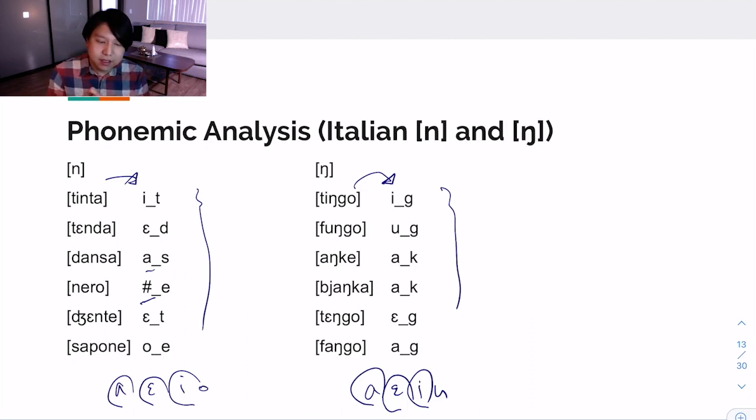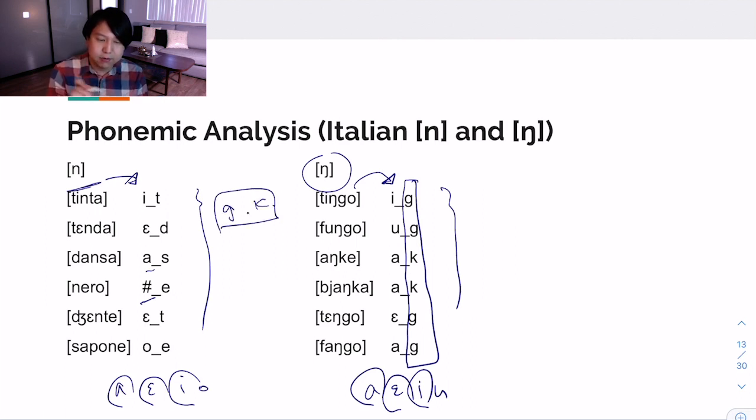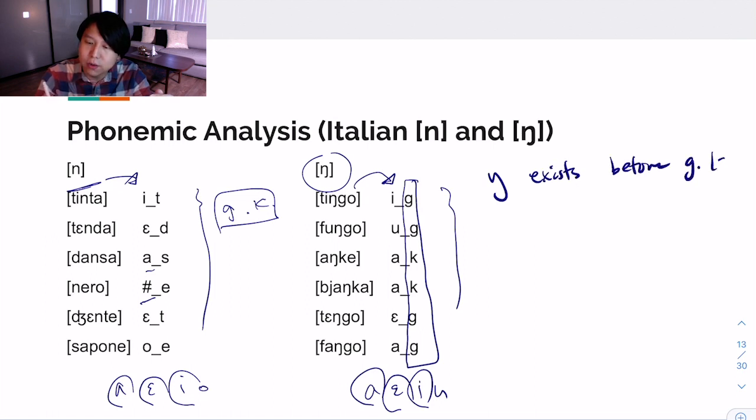But if you see the latter part, the right part of this environment, you can see a G or K sound always comes after the Ng sound, while there is no G sound or K sound after the N sound. So we found a generalization. We found a hint that Ng exists before G or K. And if you see the consonant table chart, you can easily find out that G and K form a velar class.